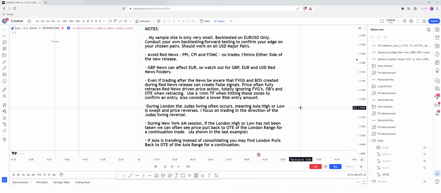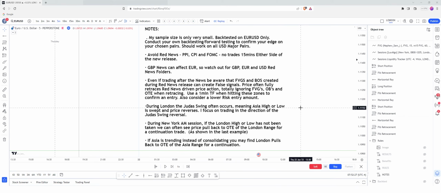Price will often fully retrace red news driven price action, which means that retracements will totally ignore fair value gaps, order blocks and OTEs. So if you're going to trade in these situations, I would recommend not setting a limit order but waiting for price to retrace back to optimal trade entry and then use the 1 minute time frame to confirm your entry with a break of structure and displacement on the 1 minute. Also, consider lowering your risk in these kinds of situations as well. Instead of risking 1%, risk 0.5% or whatever you choose to.